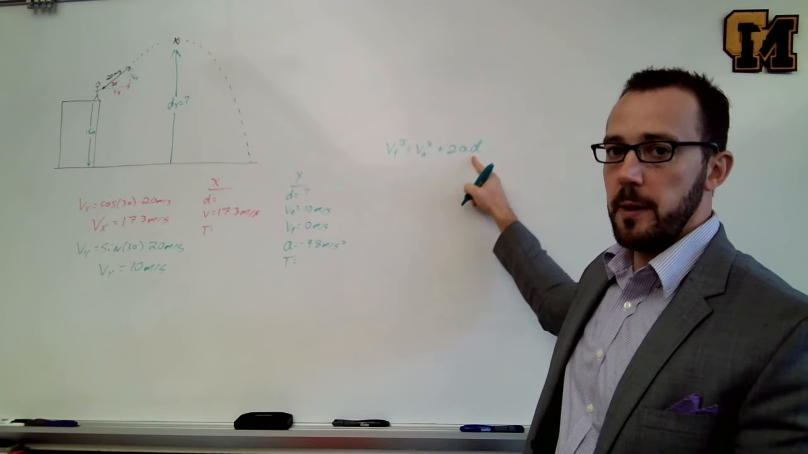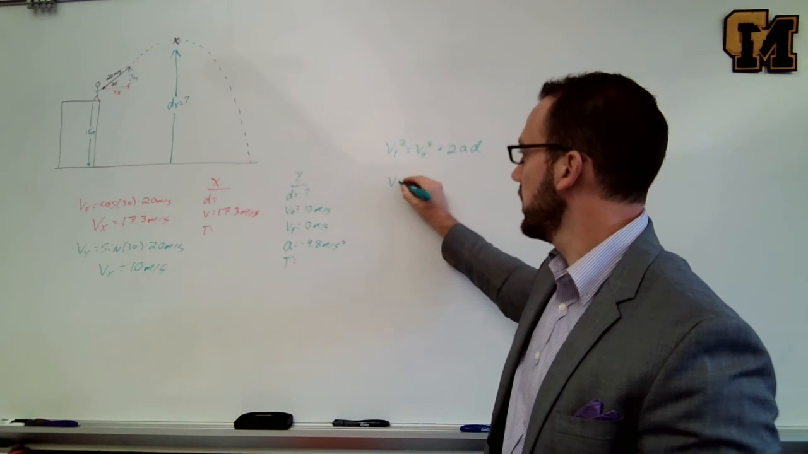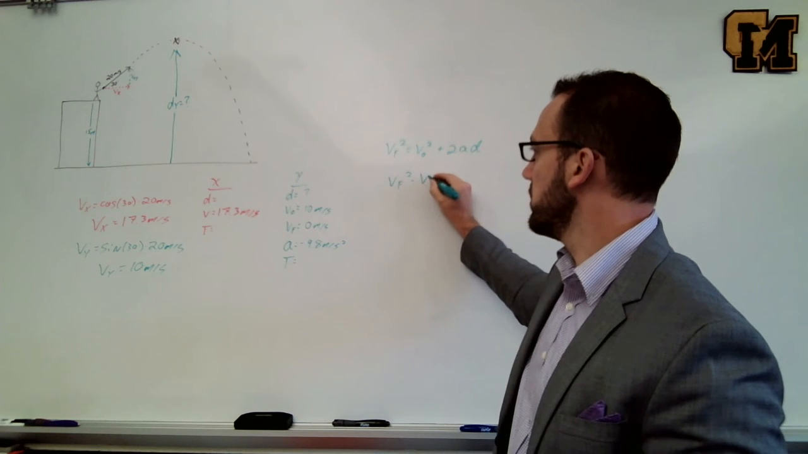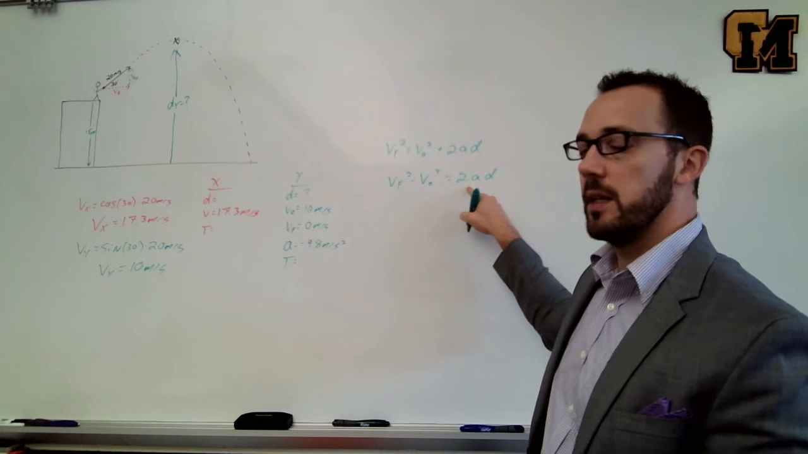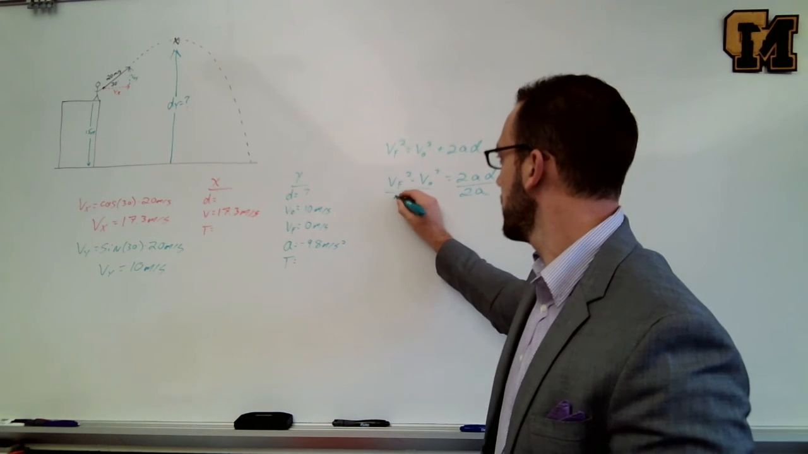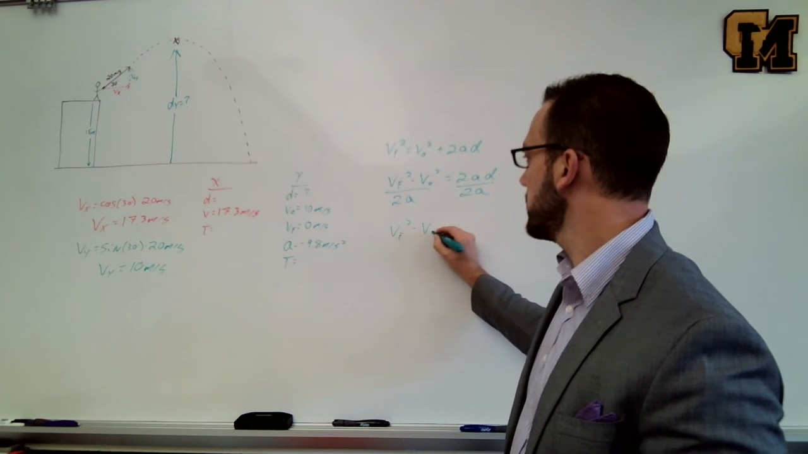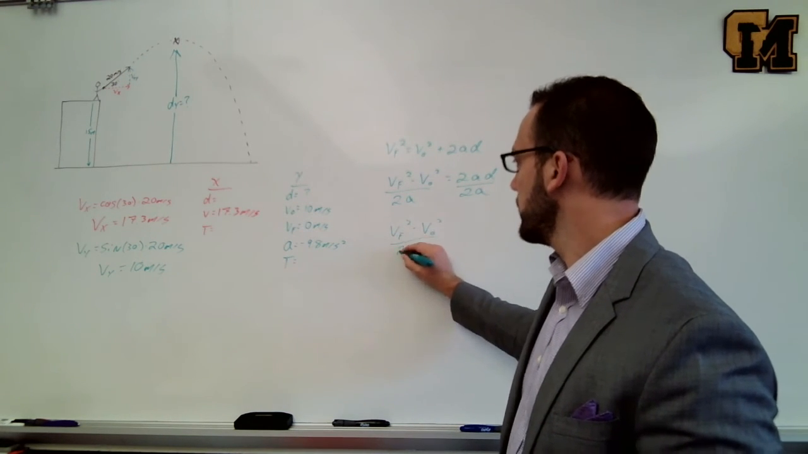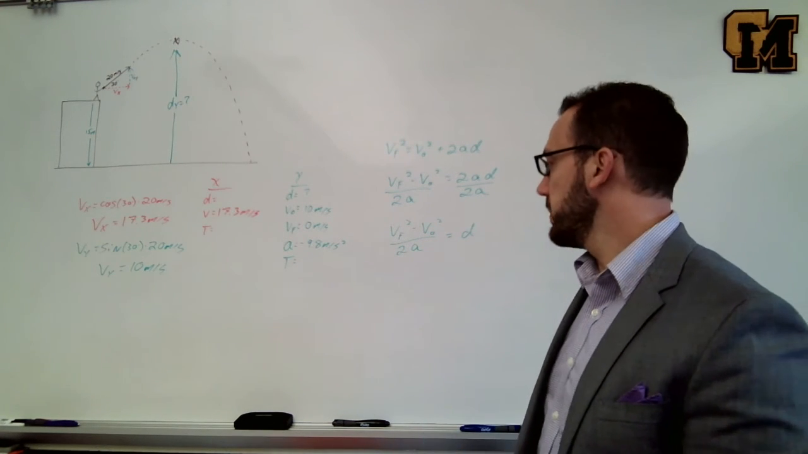I'm solving for D. So to solve for D algebraically, I'm going to subtract V naught squared over to the right side first. So minus V naught squared equals 2AD. Now I'm going to divide by the 2A, leaving me with VF squared minus V naught squared all over 2A equals D. I can plug in my numbers.